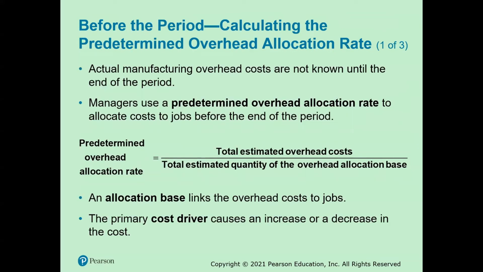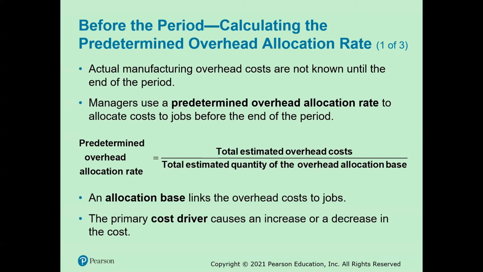The most accurate allocation of manufacturing overhead can be made only when total overhead costs are known, which is not until the end of the period. But managers can't wait that long for product cost information. So what they have to do is that the predetermined overhead allocation rate is calculated before the period begins.